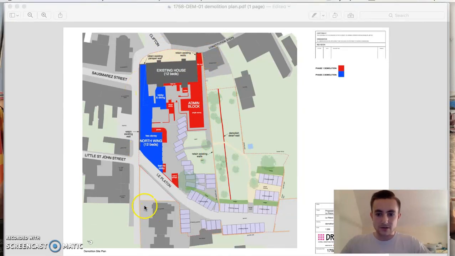So when we're talking about sound, when the phase 2 demolition to the left here is taking place, these properties are going to be exposed to the most sound, which provides the most nuisance to these and gives them grounds to take a tort out on the contractor. Similarly, during phase 1 demolition here, these properties over here will be most exposed to sound and will give them grounds to take out a tort of nuisance on the contractor.